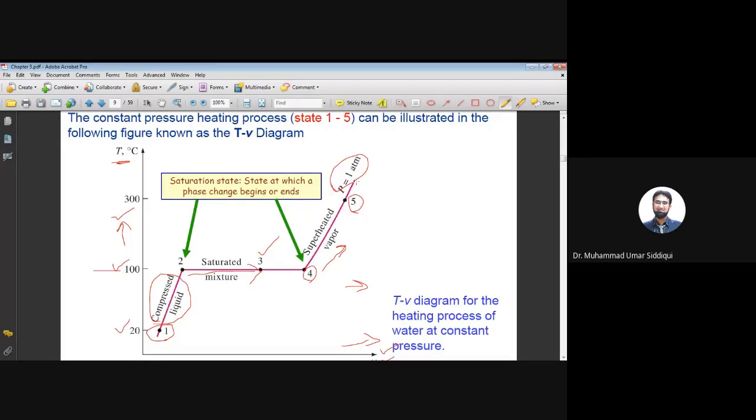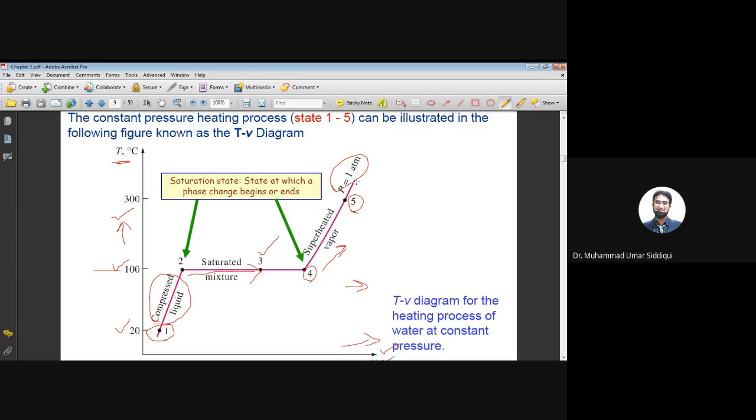Now you understand one thing from your basic understanding of the physics and chemistry that you have studied before: if you increase the pressure, the boiling temperature increases. Okay, if you increase the pressure, the boiling temperature increases. So this is what happens inside the pressure cooker.